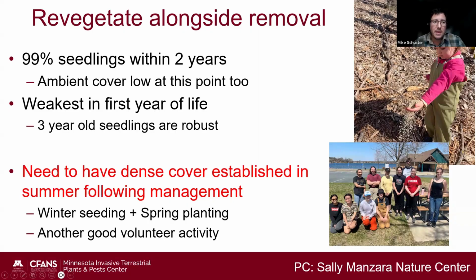But in order to be effective, that revegetation needs to happen very quickly and very heavily. So we generally recommend, or at least our experiments suggest, that revegetating alongside removal is really the way to go. And this is because with any type of management, we're going to have a bunch of seeds that are dropped on the ground. We're going to have all those little buckthorn that are released. And those seeds are almost always going to germinate within a year or maybe two of dispersal. And so 99% of seedlings are going to be on site within 2 years.